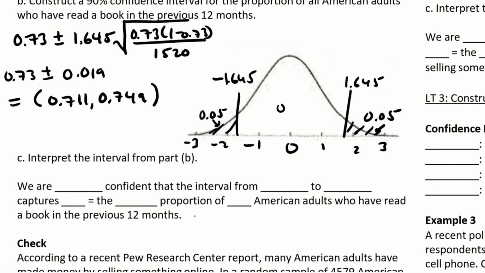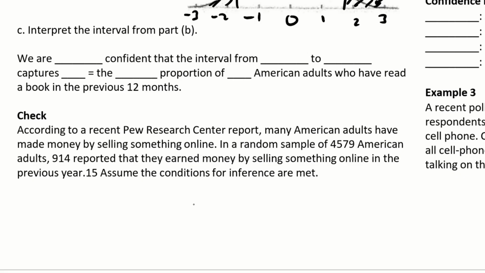All right, so interpret the interval from part B. So we are 90% confident that the interval from 0.711 to 0.749 captures p, the true proportion of all American adults who have read a book in the previous 12 months.